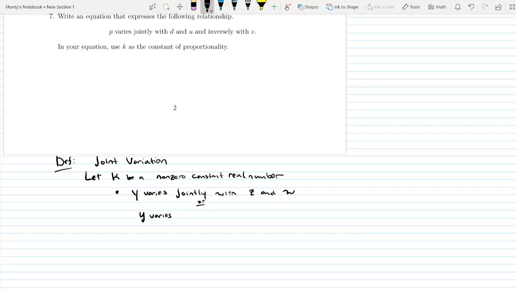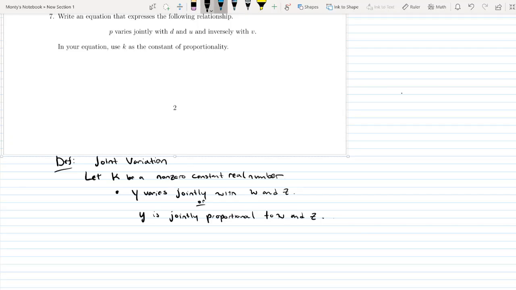varies, or y is jointly proportional to w and z. I don't know why I put z and w that way. I just swapped them around. Small thing, but with w and z. Okay, so there it is written out.